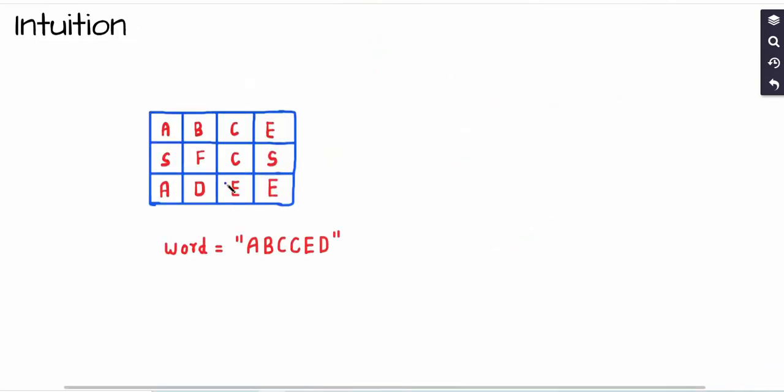So let's discuss the intuition to solve this problem. Let's try to build a solution. We have this board of dimensions 3 cross 4, and we have our target word as A, B, C, C, E, D. We want to search if this word exists in the board or not. So how do we search that? The most naive approach is to simply brute force. So what do we mean by brute force? That is checking every single combination of the words possible. How do we do that? We have to use a backtracking approach to do so.